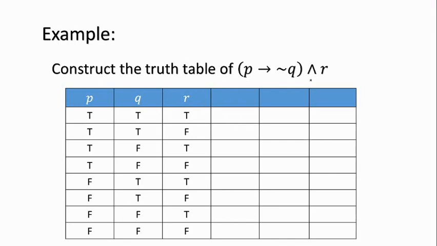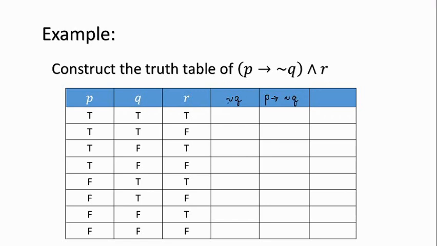Now, what are the columns that need to be constructed for us to be able to complete the truth table? So the parenthesis here acts like a grouping symbol, which means that we have to do it first. That means we have to do the conditional first before we do the and. So in order for us to construct this, we need not Q. After which we can now do the conditional P, not Q.